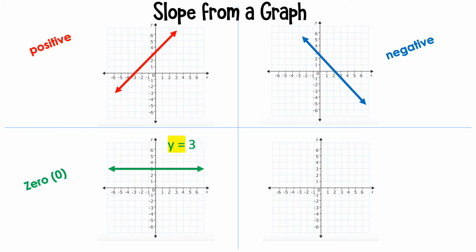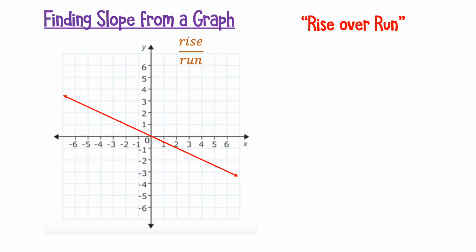And y equals 3. When you have a horizontal line, it's written with the variable y equals 3. This slope is equal to 0. In this situation, a vertical line is undefined because the denominator will be 0, and x equals 2. If we find slope from a graph, we find 2 clear points on the line.